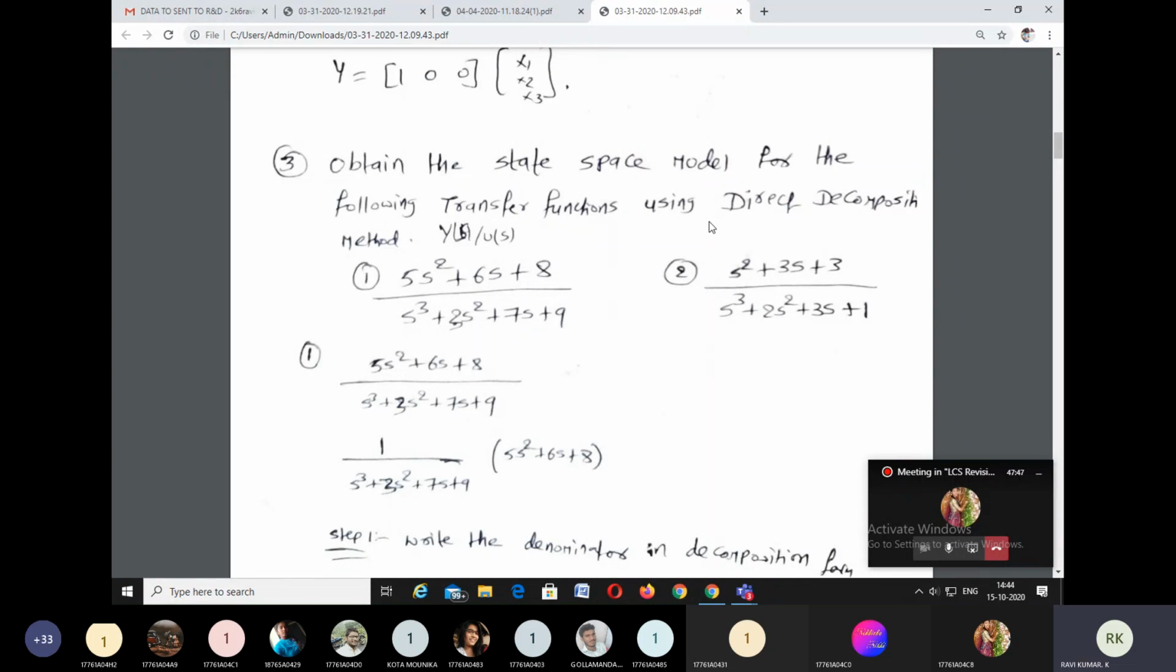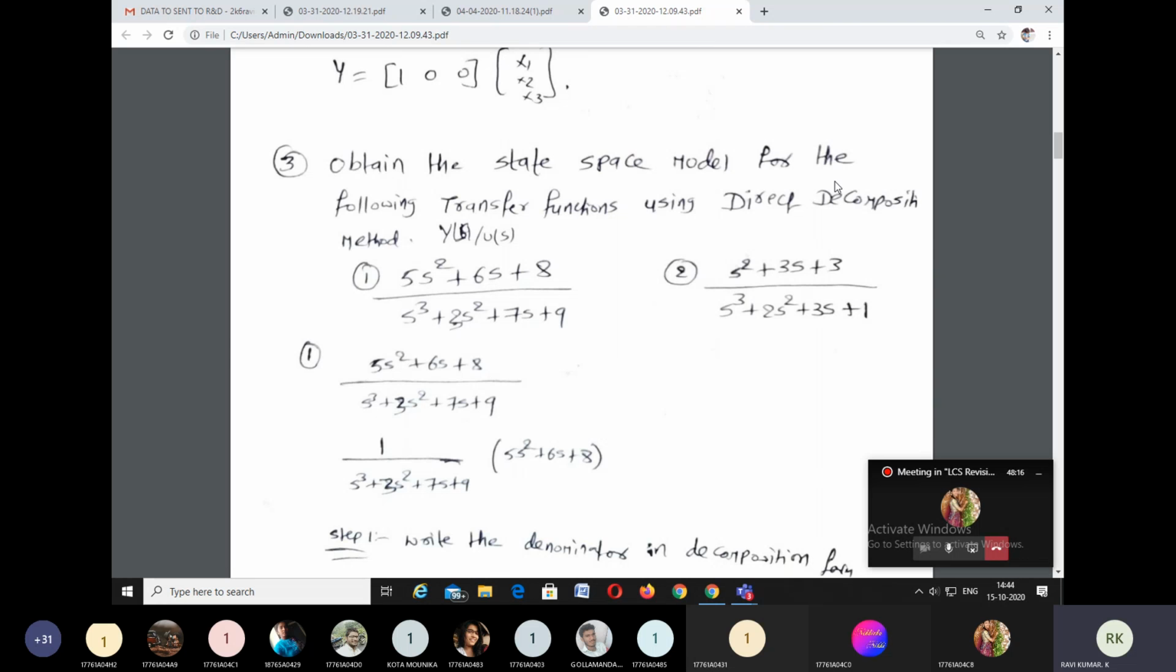Right, here we are using the direct decomposition method. That is the next concept: how to write the state space model for the transfer function. Previously, what have we done? We had a differential equation, and for the differential equation we wrote the state space model. Now here they have directly given the transfer function, and we have to derive the state space model for this transfer function.